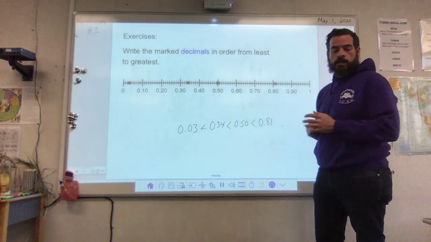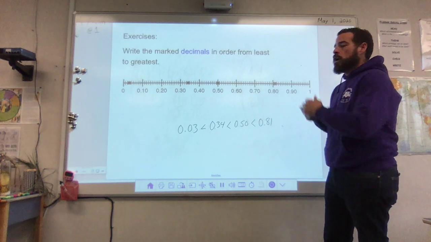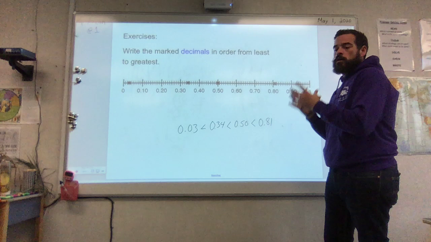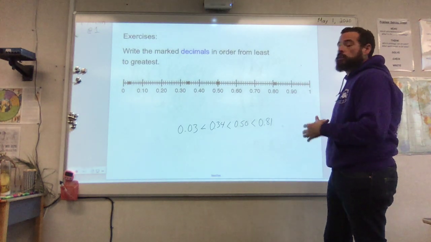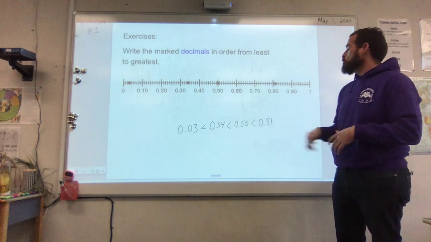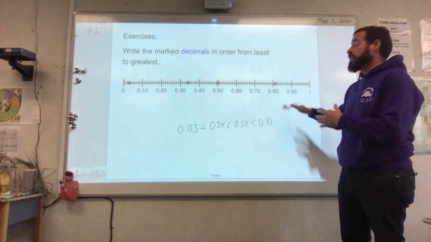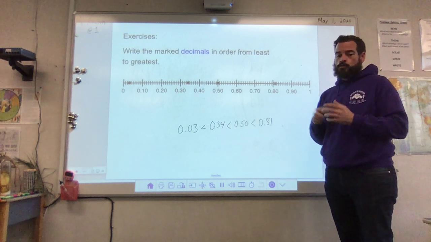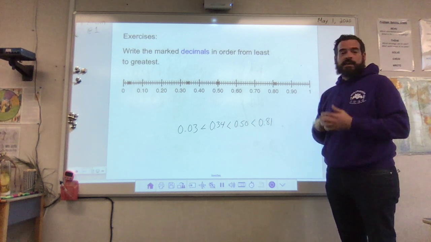So hopefully you have a pretty good understanding of how we are comparing, ordering both tenths and hundredths, how we can represent that visually, how we write that as a decimal.